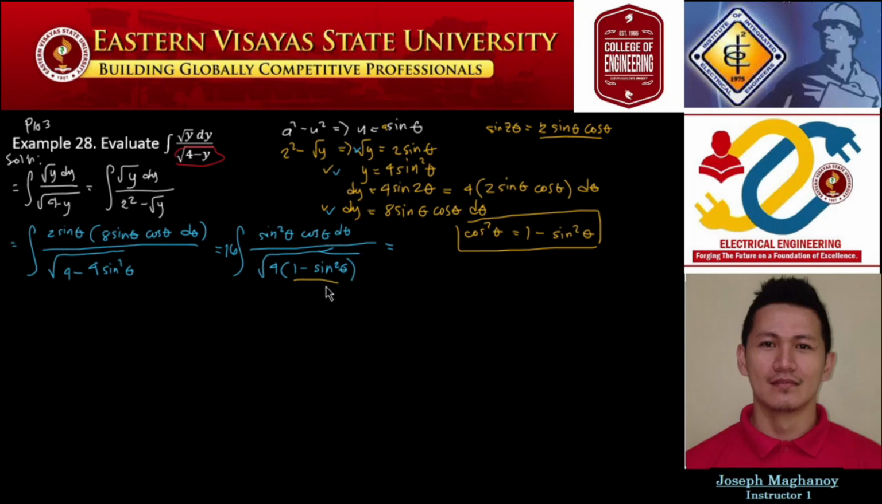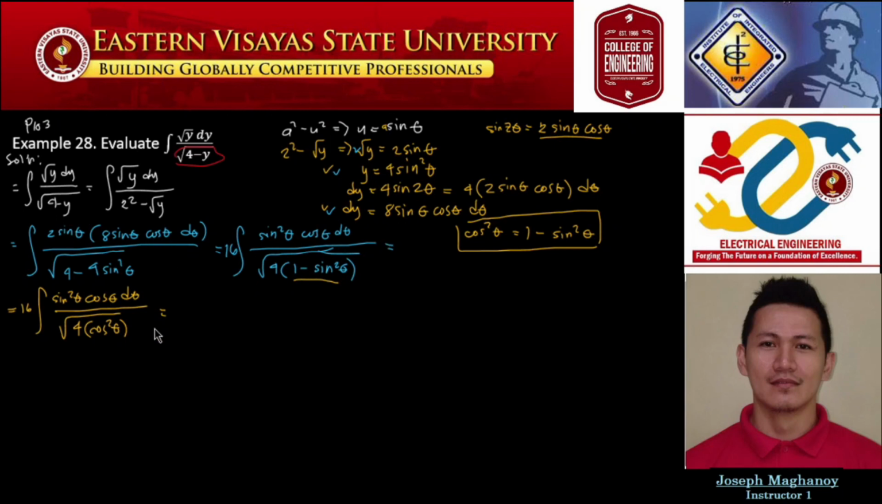Substitute it back. So 16 integral of sine squared theta cosine theta d theta all over square root of 4. The remaining, replace 1 minus sine squared theta with cosine squared theta. That is cosine squared theta.